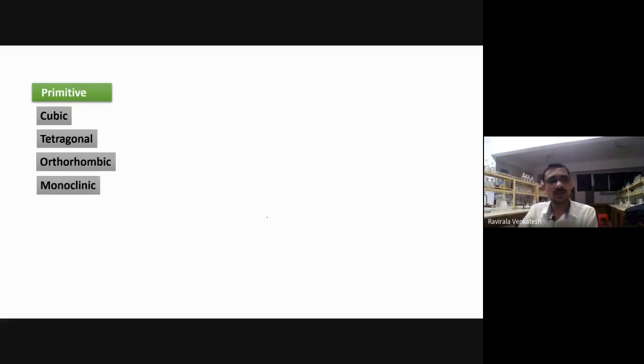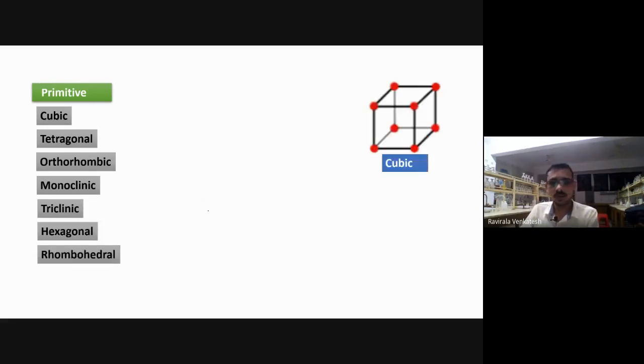In that way, we are going to have the constituent particles at different phases and different corners, right? Next, primitive unit cells. What are primitive unit cells? In which constituent particles are present at the corners of the cube. Okay, only at the corners. How many are there here?